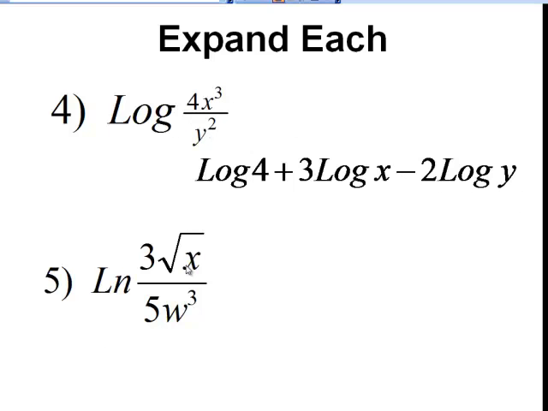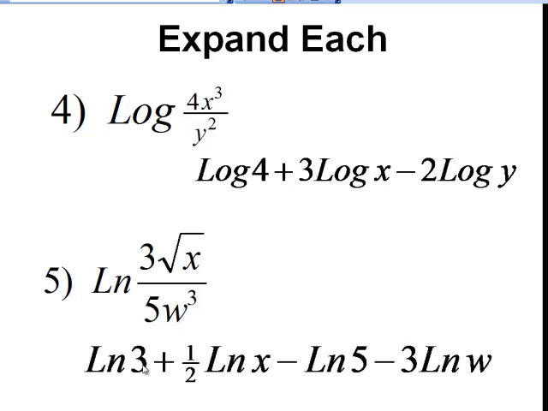Okay, 3 square root of x over 5w cubed. It's going to be ln 3. A square root is a 1/2 power, x. We're dividing, so it's minus ln 5. We're dividing by our w. It's on the bottom, so it's 3 ln w.